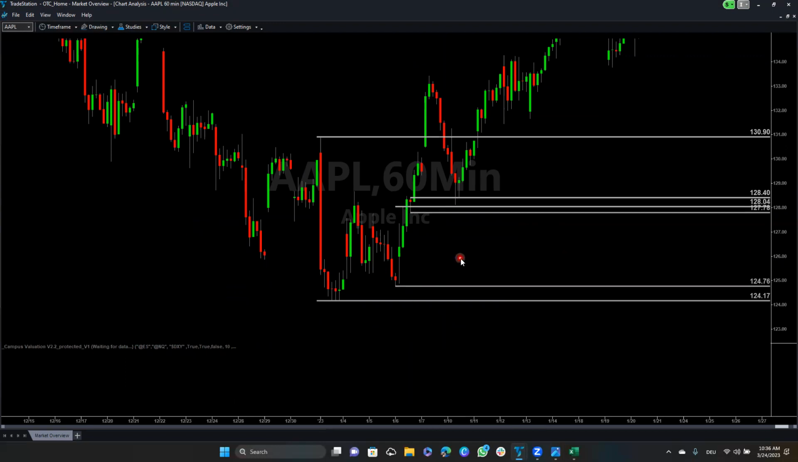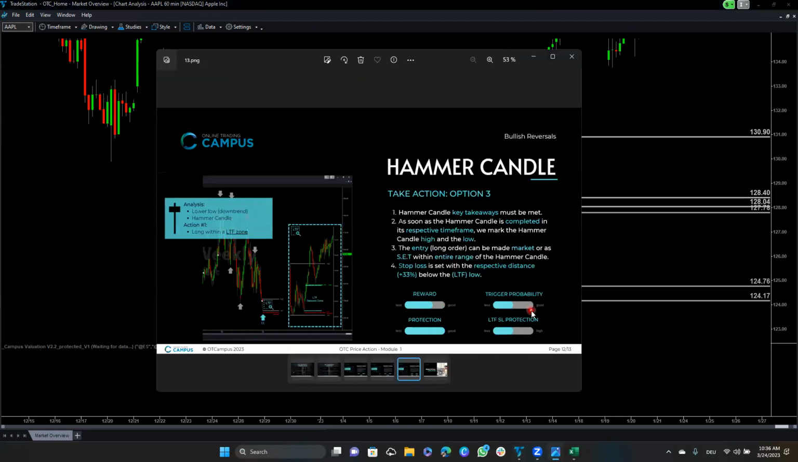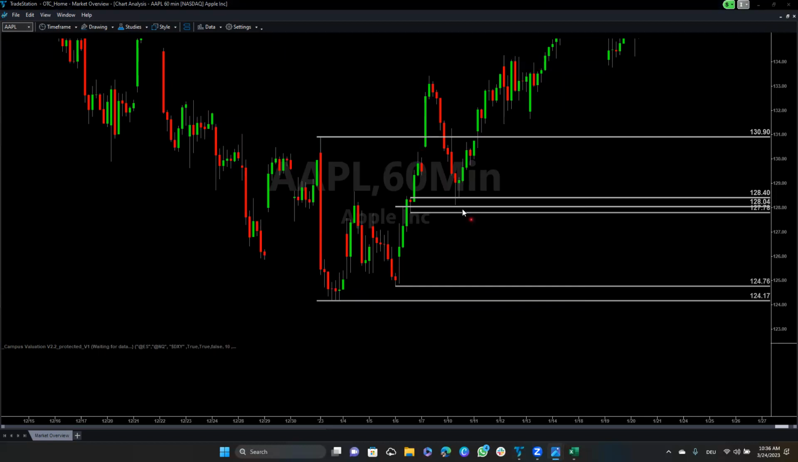Demand. Okay, we have two demand zones here. That means we have to choose. And here, don't forget, trigger probability is like 50%. Why? Because it is not necessary that we come back. Sometimes we'll hit also a demand zone. Sometimes we will see a rally without us.